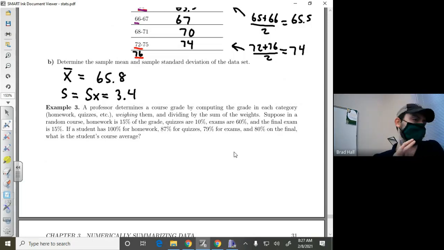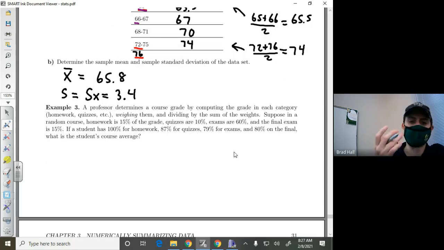Let's say there's a random course on Southeastern's campus where the homework is 15% of your grade, quizzes are 10%, exams are 60%, and the final exam is 15%. In fact, if you took Math 105 last semester, you might remember a question very similar to this. If a student has 100% for homework, 87 for quizzes, 79 for exams, and 80 for the final, what is the course average?